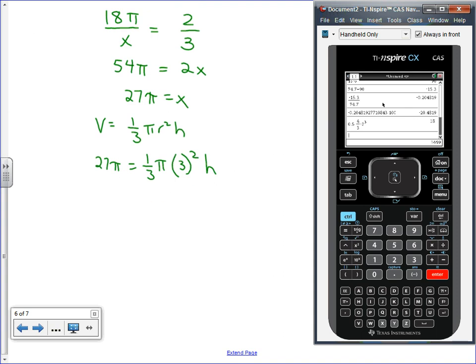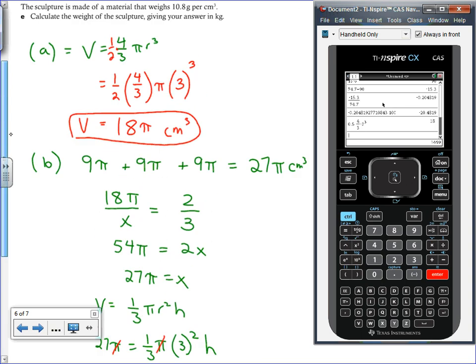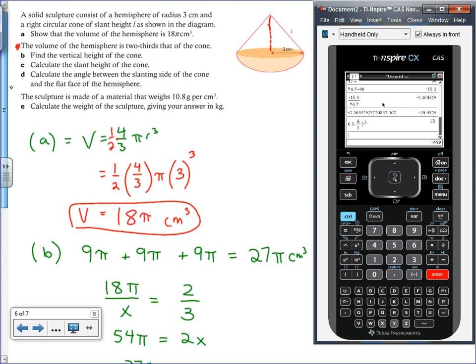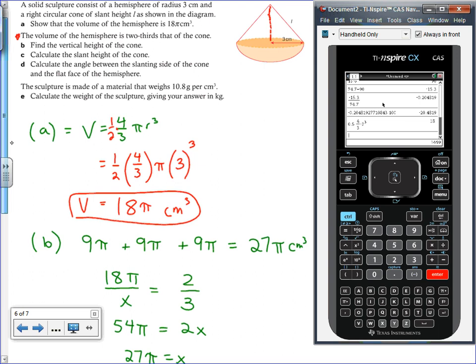The pi's will cancel each other out here. Multiply both sides by 3, right? 3 times 27 is going to be 81. 81 equals 3 to the second power, 9, times h, so 9 equals h. So the vertical height of the cone is going to be 9. Let's see, what are the units? Centimeters. Okay, 9 centimeters.